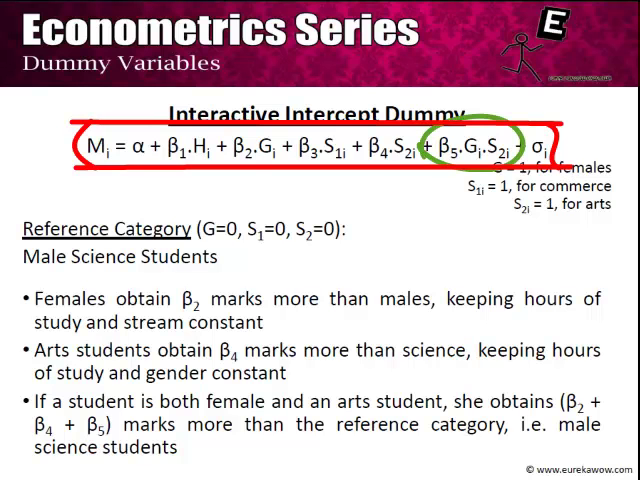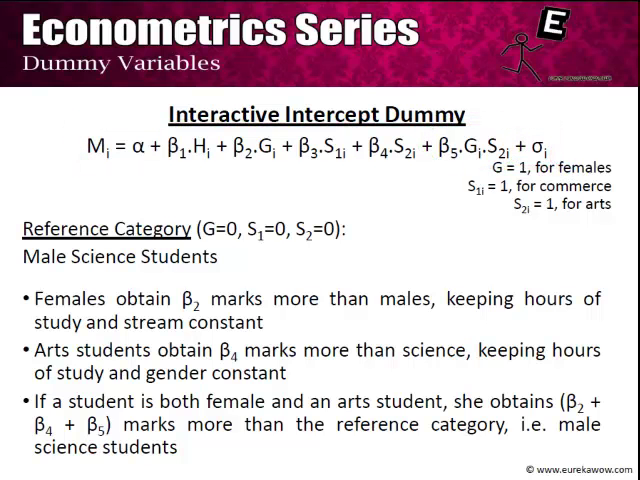which is plus beta 5 gi dot s2i. This is the product of two dummy variables, gi, which equals 1 for females, and s2i, which equals 1 for art students. The product of gi and s2i will be equal to 1 only for female art students and will be equal to 0 for any other category. Hence, what we are doing here is to hypothesize that being a female art student makes a difference. We can also include other categories like male science students or female commerce students, but right now, to keep the model simple and for explanatory purposes, we restrict ourselves to female art students.